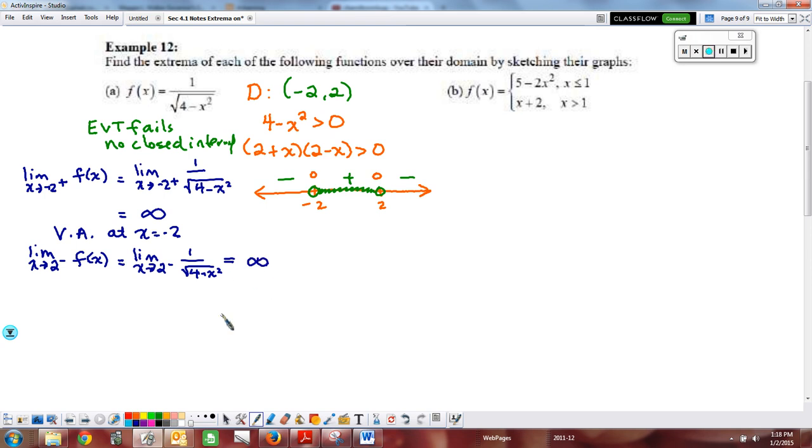So both limits did not exist because we had vertical asymptotes, but we can easily see that we're heading up to infinity. So we can actually start sketching the graph over here to give ourselves an idea of what's going on. Make that a little bit more straight.